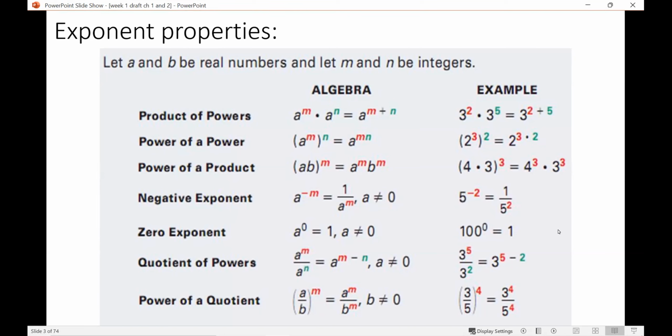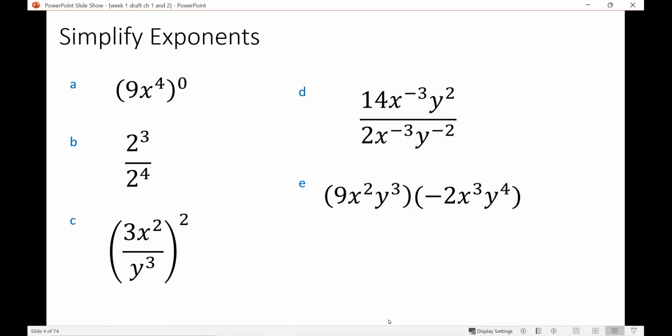So those are the exponent properties. Pause here and take some time to maybe come up with new examples and make sure you understand how these work. That's a good idea. If you feel like you understand them, then maybe you want to attempt simplifying these expressions, or you can just watch as I go through and show you how to do them.